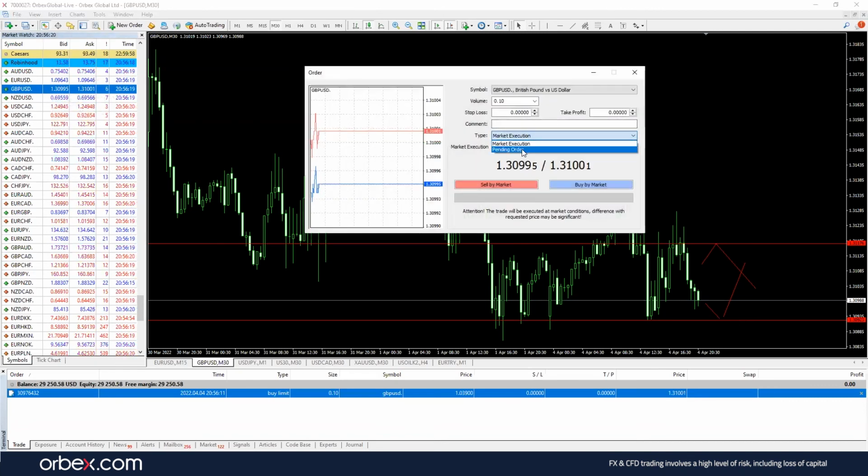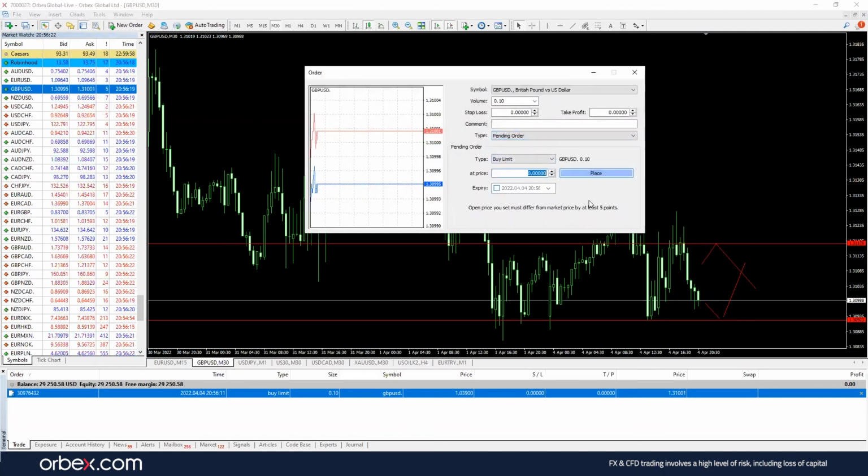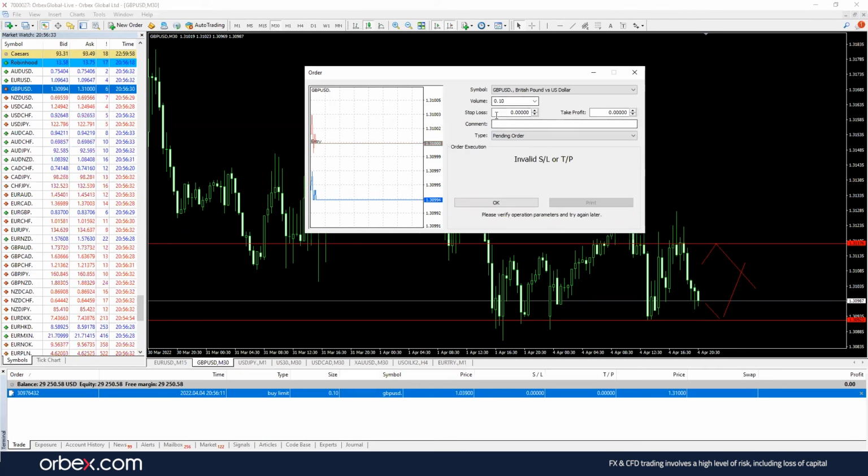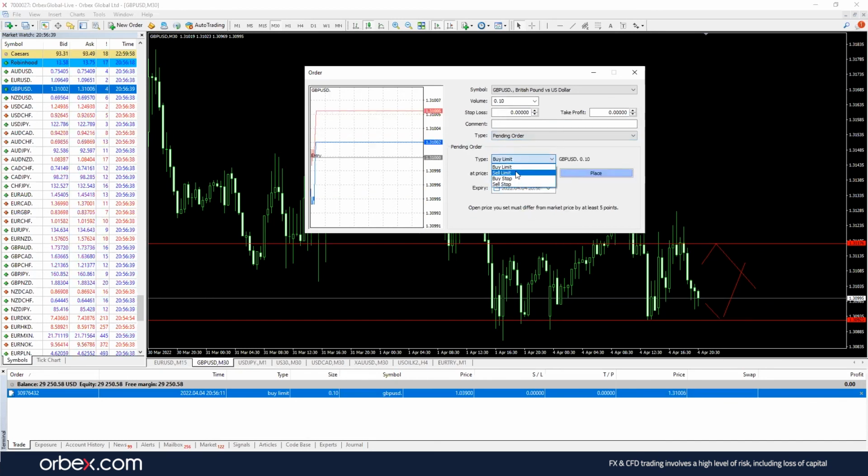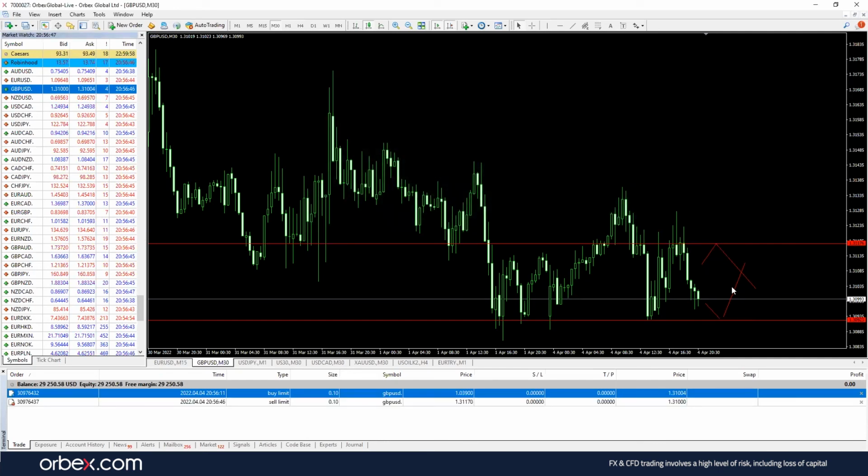Again, if I try to do it above the bid line, 1.30, well, let's try 1.31 because it's above. As you can see, invalid because the pending order of the buy limit needs to be below. And let's just do one for sell limits. Again, this has to be higher. So where I've put it here, 1.3117, and it's let me place it because it's above.